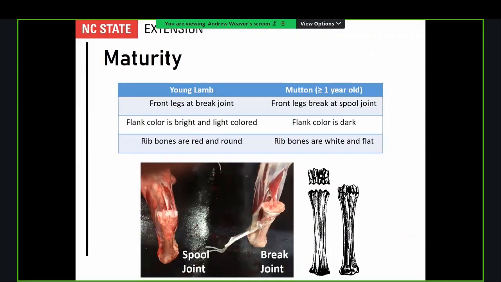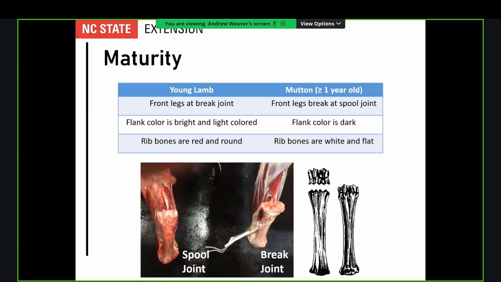And so how do we evaluate maturity? There are a couple locations we can look at. One thing we look at is the break joint on the front legs. We're looking for the presence of a break joint rather than a spool joint. I have a couple pictures here to illustrate this. On the left, you'll see a spool joint, which literally looks like a spool of thread. And on the right, you see that break joint. I have the actual images here as well as the illustrations on the left.